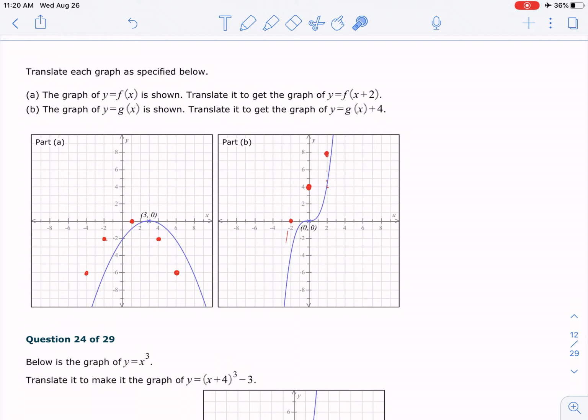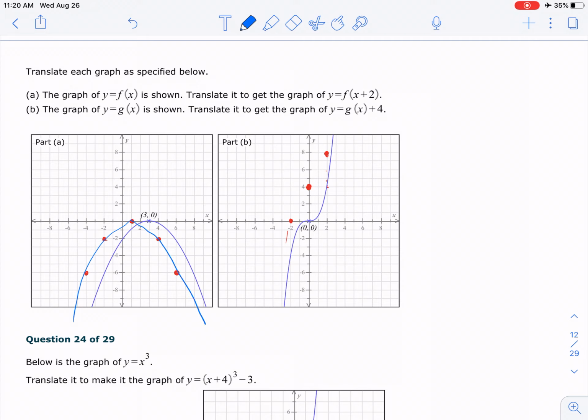Okay, so if they give you a graph and they want you to translate it to get a different graph, you just pick point by point. So you see for part A, we have x plus 2, so we have to move the graph to the left 2 units. I pick a point, I move 2, I pick a point, move 2, pick this point, move 2, pick this point, move 2. So that's how I get the graph. I'm sorry, it's not pretty.